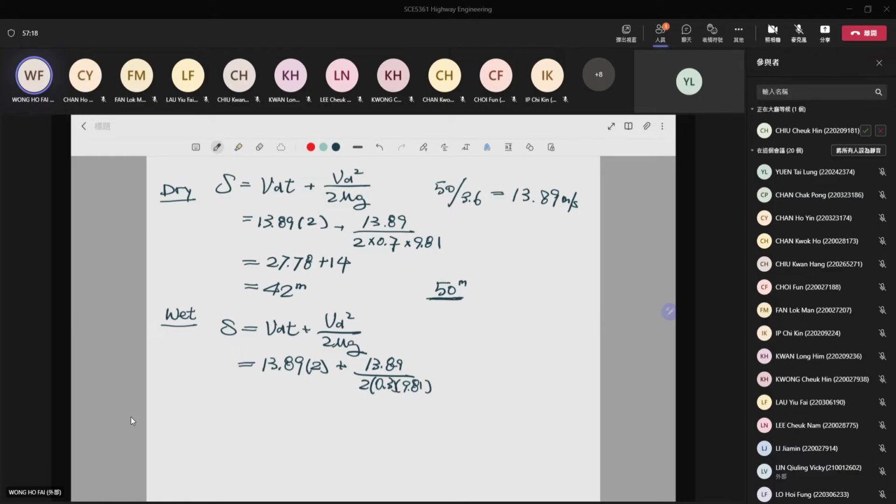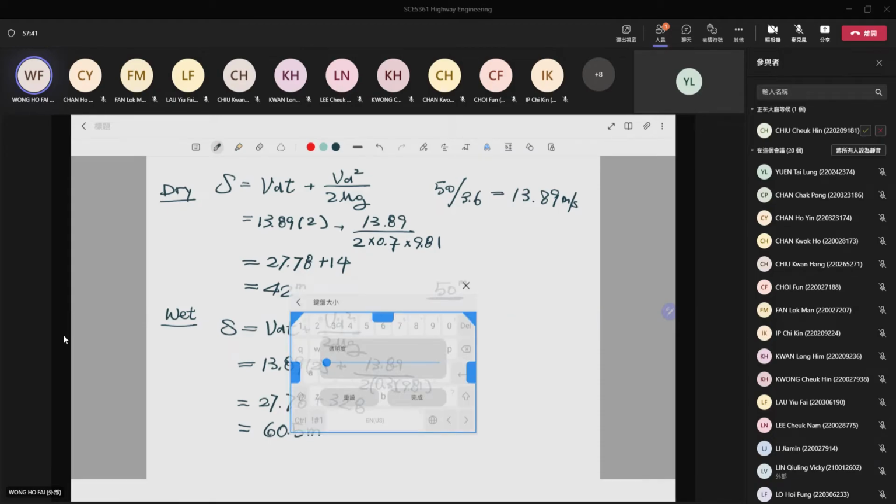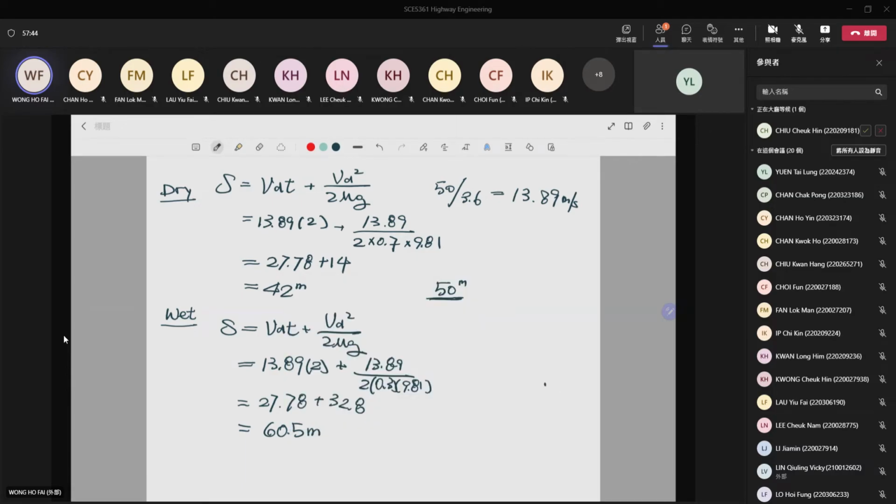If you do it this way, you can see that actually this one will increase to 27.78 again, and then plus 32.8. And then from there, you can calculate the safety distance, increase to 15.5 meter. And then it is obvious that if it is under the wet condition, then actually the stopping sight distance will increase to 60.5 meter. Okay. So actually, if you keep 50 meter, it is not safe.